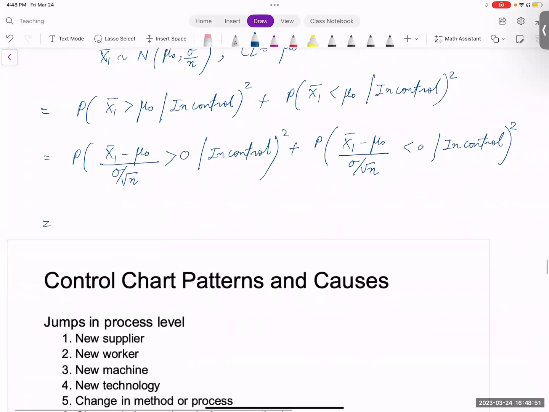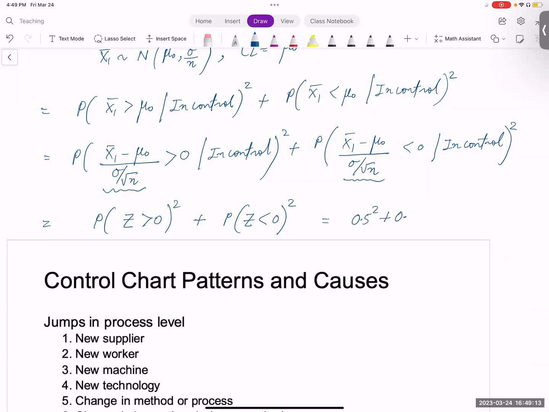All right, now these two terms are standard normal. So I can say this is probability z greater than 0, whole square, plus probability z less than 0, whole square, and z is just a standard normal. If you compute these two probabilities, you'll get 0.5 for both of them.